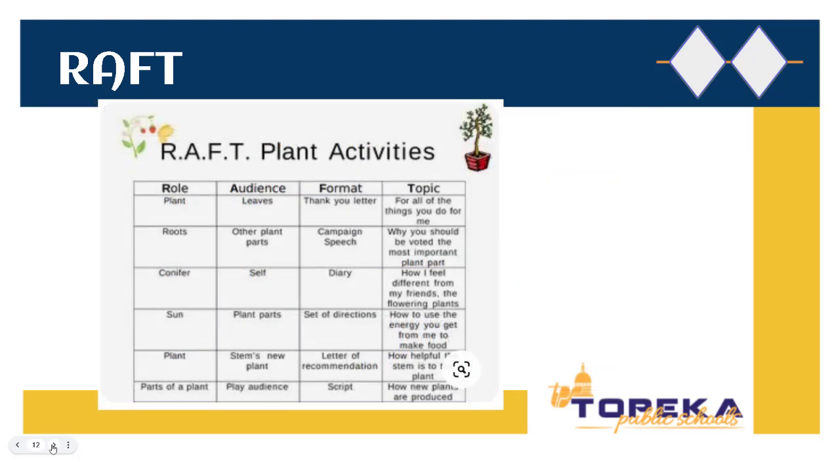Here's an example for science. Notice that the roles are the different elements of a plant and different parts of a plant. The audience, they're writing to the other parts of the plant. Notice your format, a thank you letter, a campaign speech, a set of directions, a letter of recommendation.